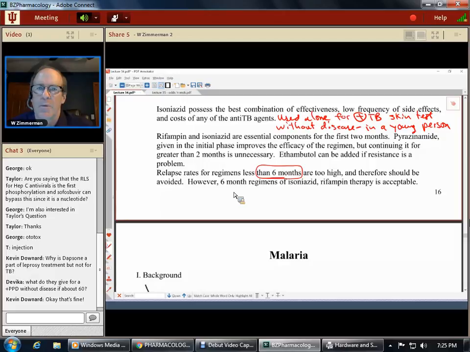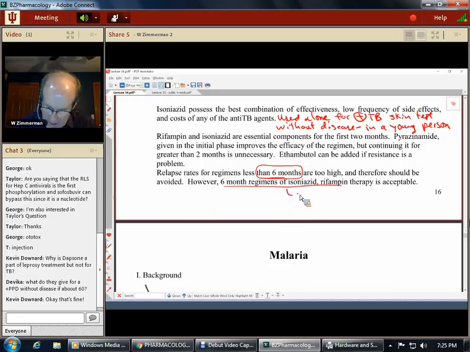Let's see. I want to make sure I wrote this correctly. Yeah. The big thing is you're going to have to go for several months. And 6-month regimens, you use the isoniazid and the rifampin, but you're going to add the pyrazinamide and the ethambutol for the initial 2 months.